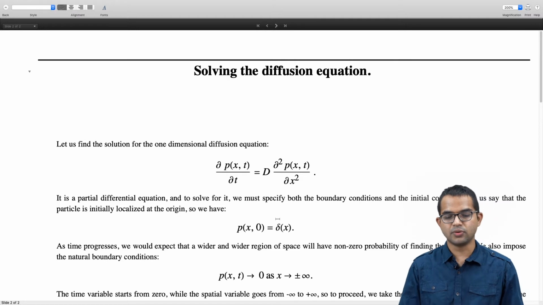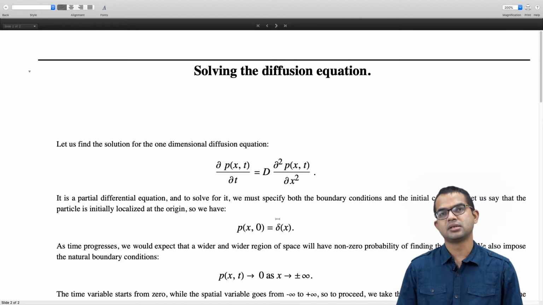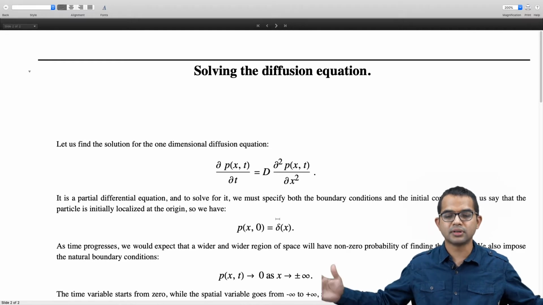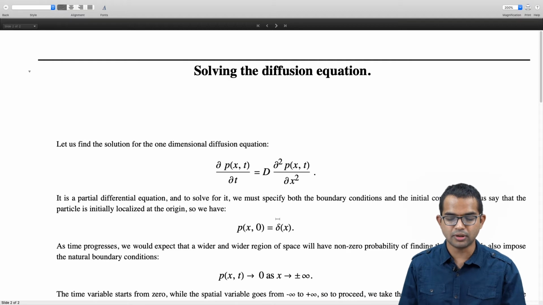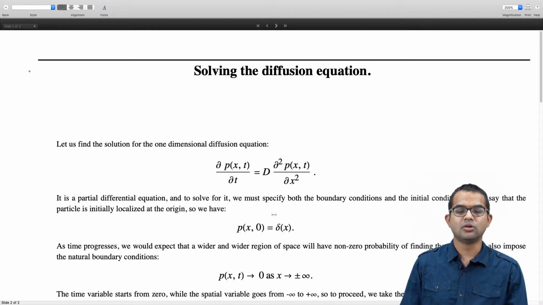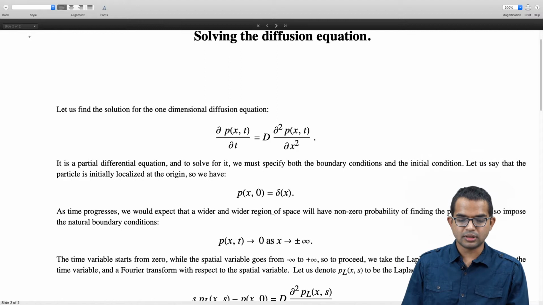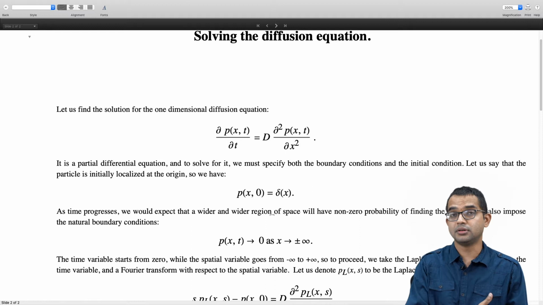Now as time progresses, we would expect that a wider and wider region of space is going to be covered, right? There's going to be a non-zero probability of finding the particle, and so we also impose these natural boundary conditions, which is very physical. The probability of finding this particle goes to 0 as x tends to plus infinity or minus infinity. So as you go further and further away from the origin, the probability of finding this particle is going to be vanishingly small.